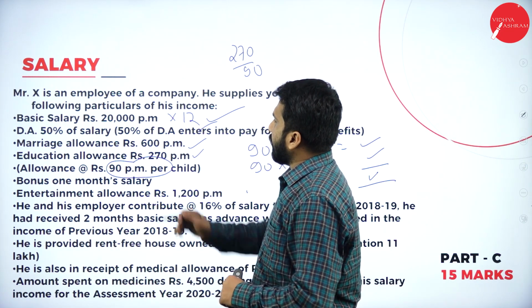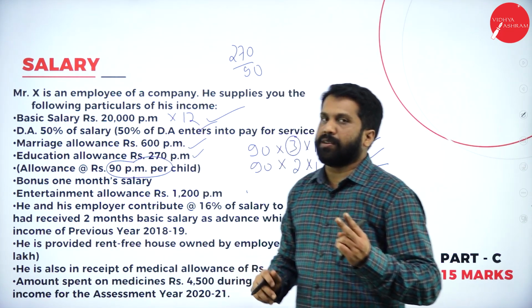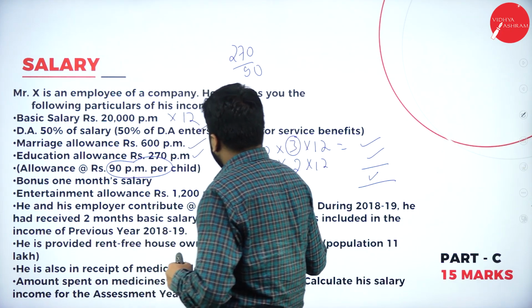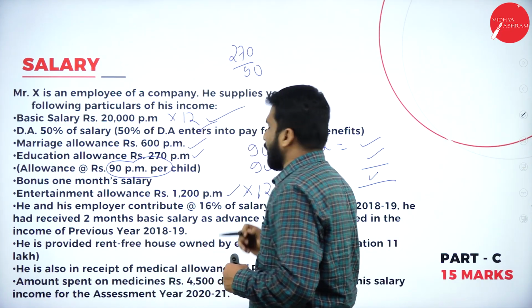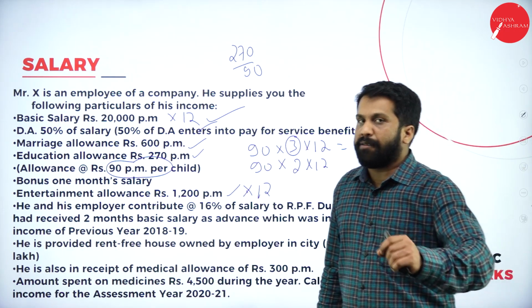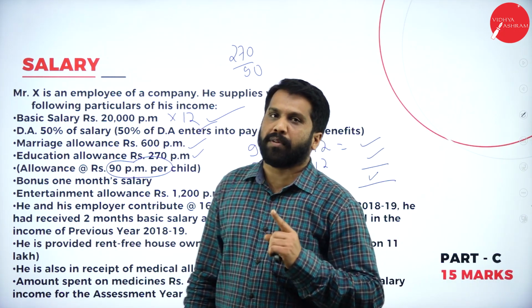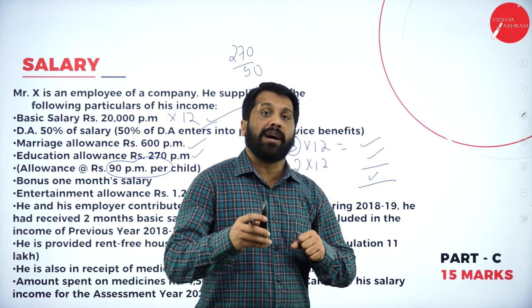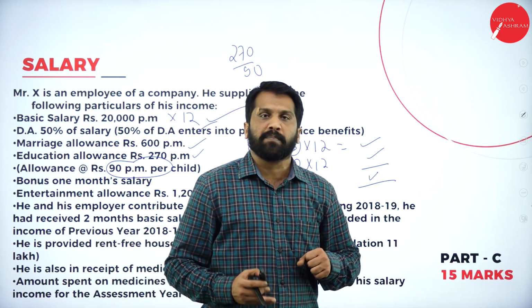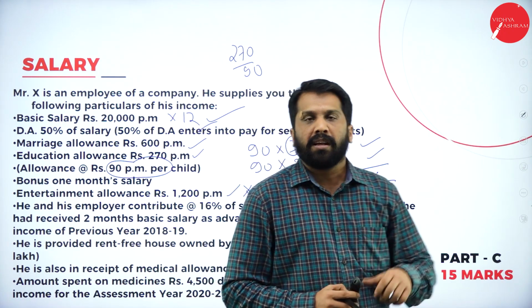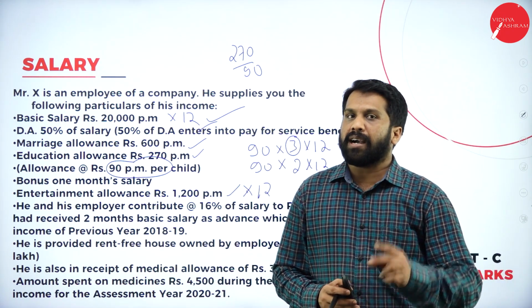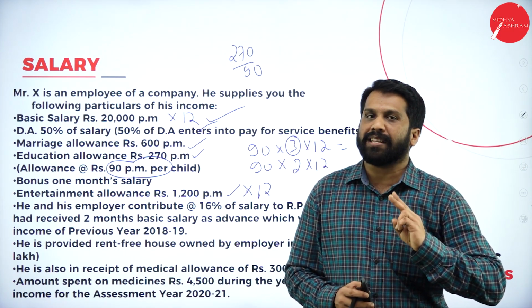Bonus, 1 month salary. What is your 1 month salary? 20,000. That 20,000 is your bonus. Entertainment allowance 1,200 into 12, fully taxable. Remember, if he or she is a government employee, then whatever entertainment allowance you have collected, you have to give it as an exemption. What is the exemption limit? Up to 5,000, actual received, or 1/5 of salary.